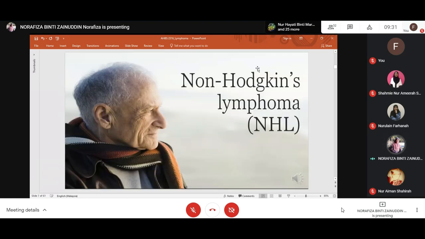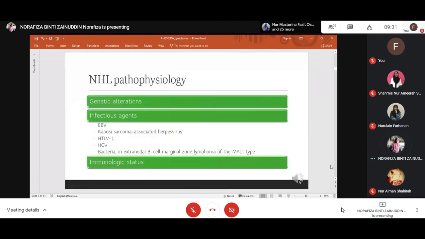Okay, we'll move on to NHL, non-Hodgkin's lymphoma. The pathophysiology includes genetic alterations such as activation of proto-oncogenes and also disruption of the function of tumor suppressor genes. And the infectious agent that plays a role in the pathophysiology of non-Hodgkin lymphoma is EBV, in a proportion of classical NHL; in a proportion of classical HL it also can be found.